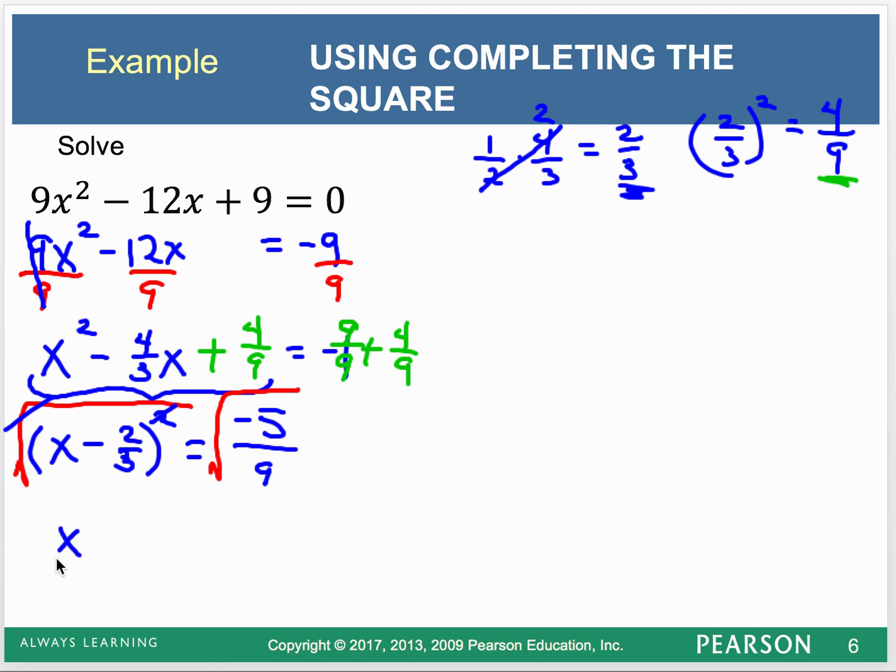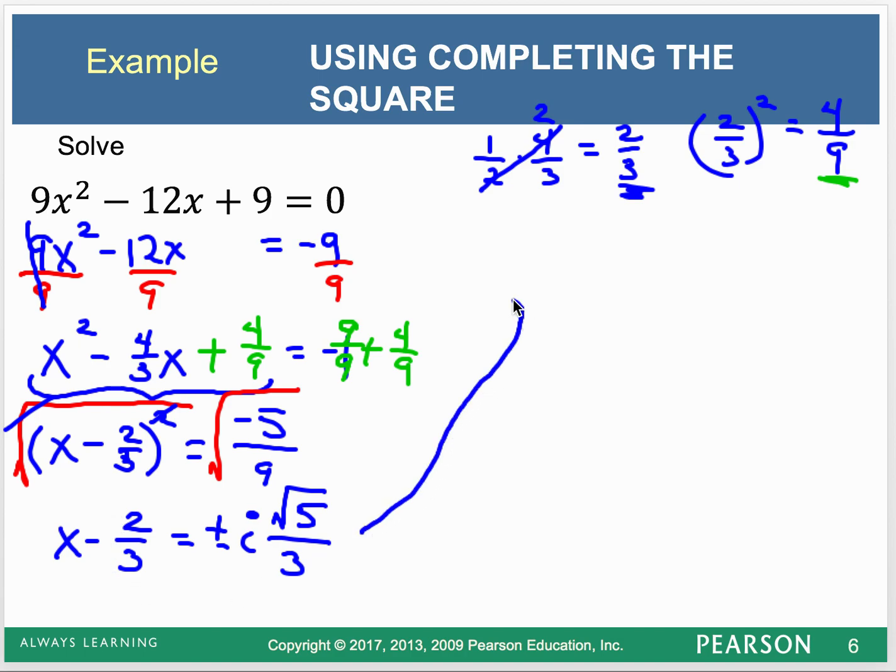And just leave x minus 2/3. Don't forget your plus or minus. Don't forget your i. Okay, I can't do the square root of 5, so I'll just leave it. But the square root of 9, I can make a 3. Okay, now, linear equation again, so I'm just going to add 2/3 to both sides. Okay, so x equals 2/3 plus or minus i square root of 5/3.